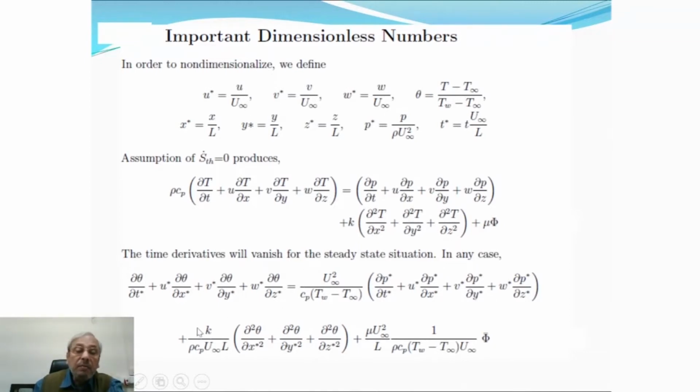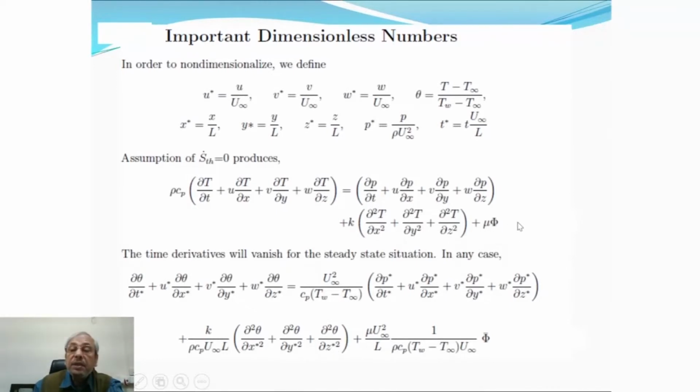This second term will get k divided by ρ Cp U∞ L outside the bracket. Inside the bracket we will get ∂²θ/∂x*², ∂²θ/∂y*², ∂²θ/∂z*².